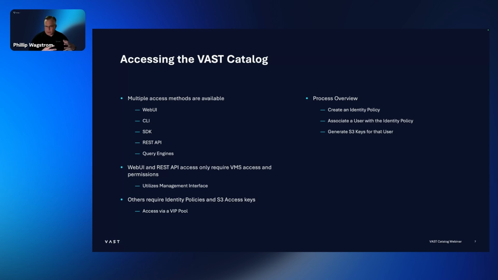So the initial access here, if we're using the web UI or the REST API type interfaces, all this requires is VMS access and permissions. If you have a user that is able to log into VMS, or has the right permissions within VMS to access the database or the databases that are on there, that's all that you need. You don't need to set anything else up for that. You can make queries directly against the REST API, and I'll show you some examples as to how you can do that.